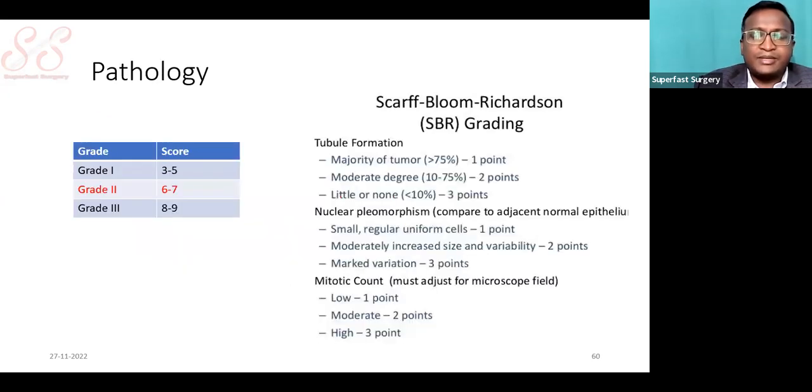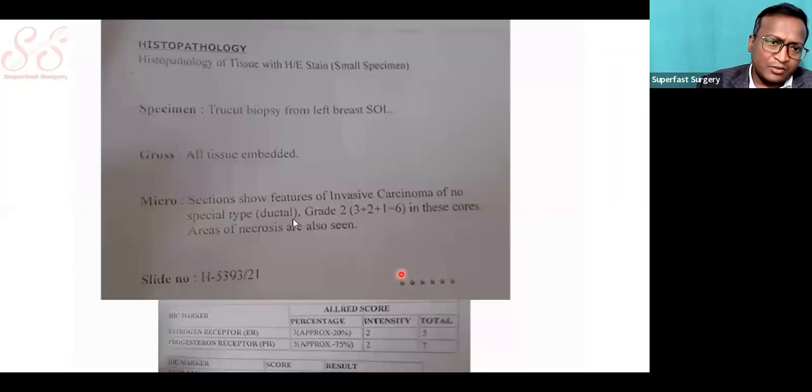Now we'll be discussing a very, very important concept of the pathological evaluation of breast cancer, because now the reporting system has changed. Now we will get a report like this. This is an original report, and the report will be like this. So we must understand everything. They'll be saying, section shows invasive cancer of no special type, that is ductal, grade 2, 3 plus 2 plus 1 is equal to 6. Okay. So what is this 3 plus 2 plus 1 is equal to 6, and what is grade 2?